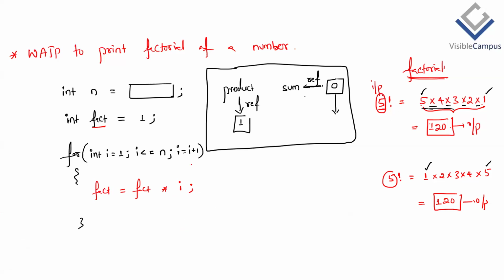Because first 1 is there. 1 into which number has to be multiplied next? 2. Then when it comes to iteration 3, the previous result has to be multiplied by 3, no? Then when it comes to 4, the previous entire result has to be multiplied with 4. It means every time we have to store this into some variable, which is reused for multiplication again. That's why the result is stored into the same variable. So this is the purpose of the loop.